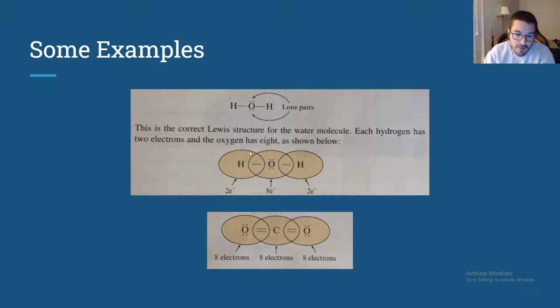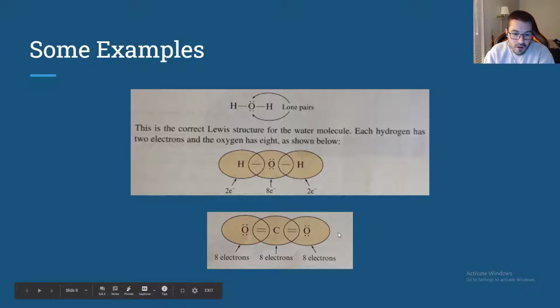And as you can see, if you take into account the shared pairs, each atom is satisfied with its valence shell of electrons. Hydrogen has this 1 shared pair. This hydrogen has another shared pair. Oxygen in the middle has the 4 lone electrons, the 2 lone pairs, along with the 2 shared pairs for a total of 8, right? So oxygen is obeying the octet rule, hydrogens are obeying the duet rule.